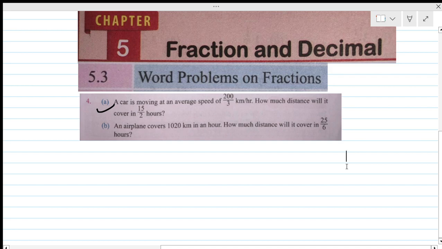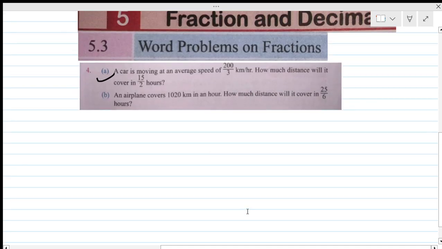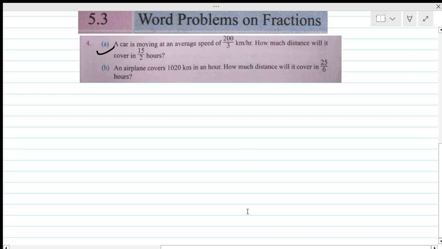So this is what here. A car is moving at an average speed of 200 by 3 km per hour. Its speed is given. And the question is what? How much distance will it cover in 15 by 2 hours? So let's go with the unitary method.